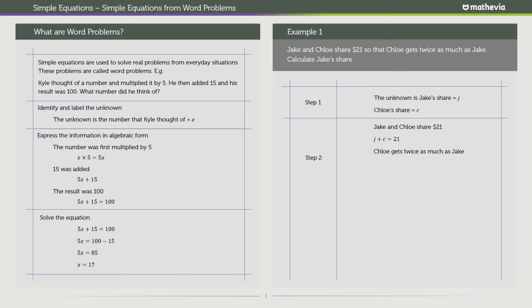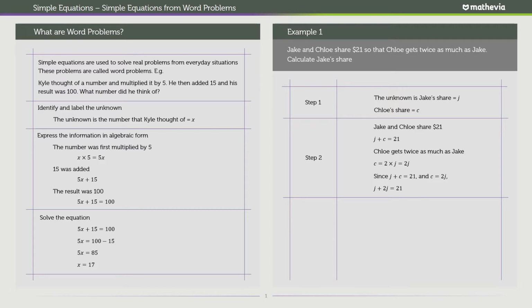Okay, now the next bit of information is that Chloe gets twice as much as Jake. And what that means is that Chloe's share is 2 times Jake's share. Okay, so C equals 2 times J, which is 2J. Now since J plus C equals 21 and C equals 2J, where we have C, we can put 2J, and we have that J plus 2J equals 21.